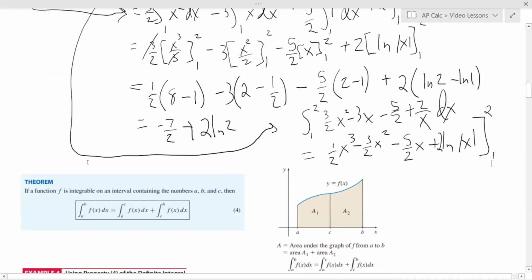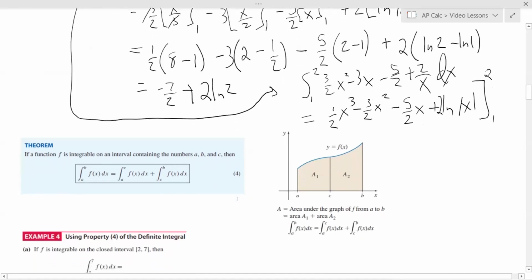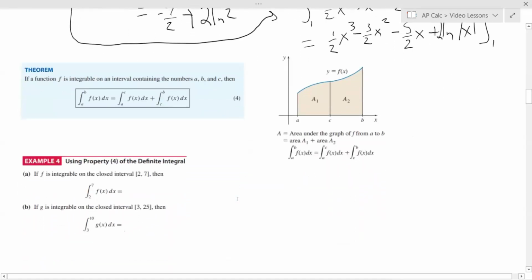The next theorem we're going to look at basically says that a definite integral of a function from a to b can be evaluated in pieces. So if you have the integral from a to b, which represents the area under the graph of f from a to b, you could think of it as the sum of 2 subintervals. Okay, this property can be helpful, and you can actually extend this to adding multiple integrals.